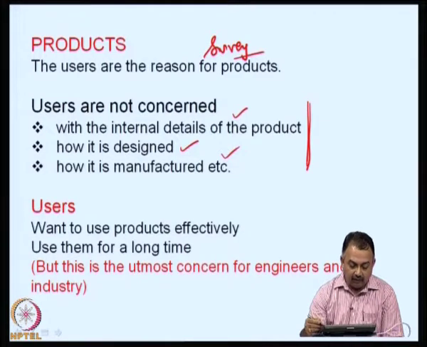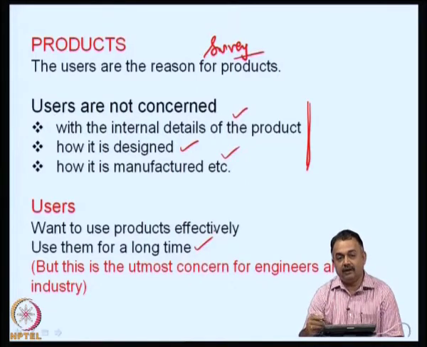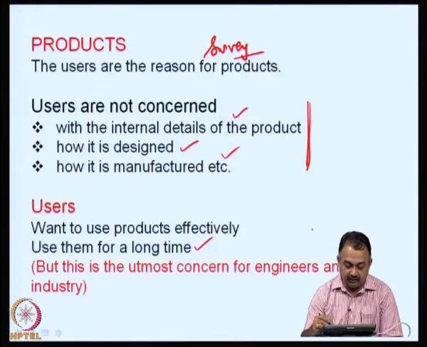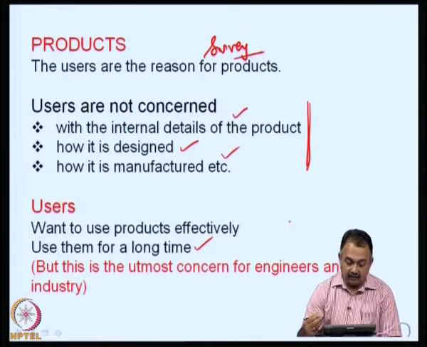And the user wants to use the products effectively for a long time. Obviously, when they buy a mobile phone for 5,000 rupees, they want to use it for at least 5 years reliably without service and repair. But this is the utmost concern for engineers and industry. So, we look at it from a different angle, the common man or the users look at it from a different angle, but effectively when you design a product, we also look at finally these end user concerns.